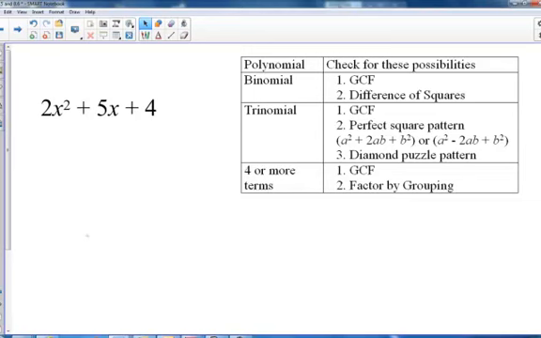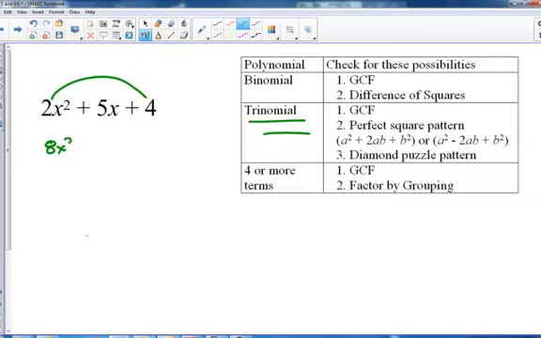All right, looking at the next problem, this is a trinomial, 3 terms. There is no greatest common factor. There are no perfect squares, so we're going to do the diamond puzzle. So 2 times 4 is 8. So it has to multiply to give me 8 and add to give me 5.